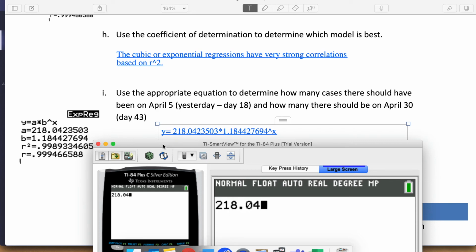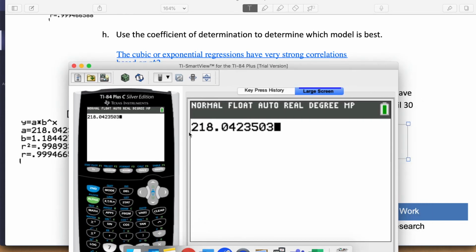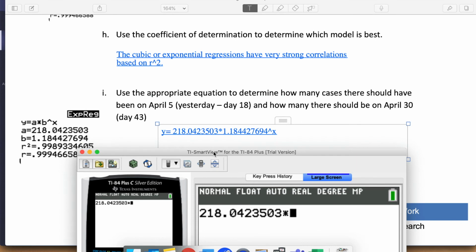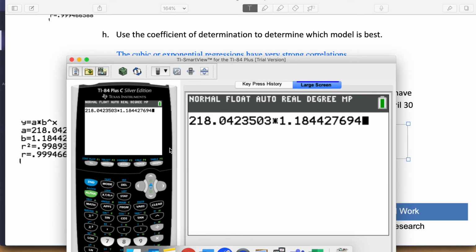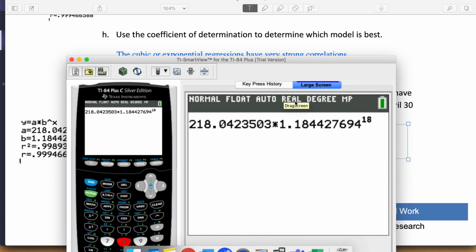And you can try this yourself. That's times 4427, and that's to the exponent x. Only in this case, we're going to make x, what did I say, 18. So that's going to be as of yesterday, and we'll see how accurate our model is.